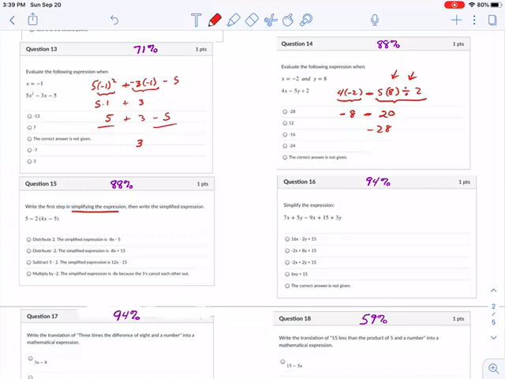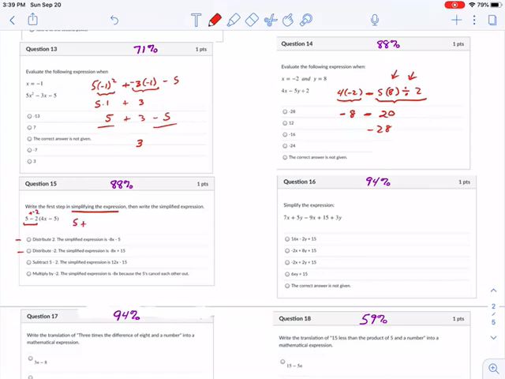Simplifying. The first step in simplifying, you cannot do 5 minus 2. That's not it. You have to distribute the negative 2. Now there's 2 of those options here, distribute negative 2, but the simplified expression is different. So if we distribute the negative 2, I'm going to do that by making this plus negative 2.